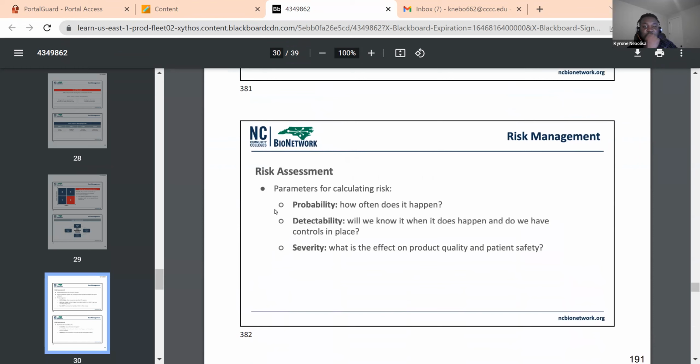So, risk assessment parameters for calculating risk: probability, how often does it happen; detectability, will let you know when it does happen and how, and do we have controls in place; and then severity, what is the effect on product quality and patient safety. So when you're doing your risk assessment, calculating your risk, these are the things you want to be thinking about: your probability, your detectability, and your severity.